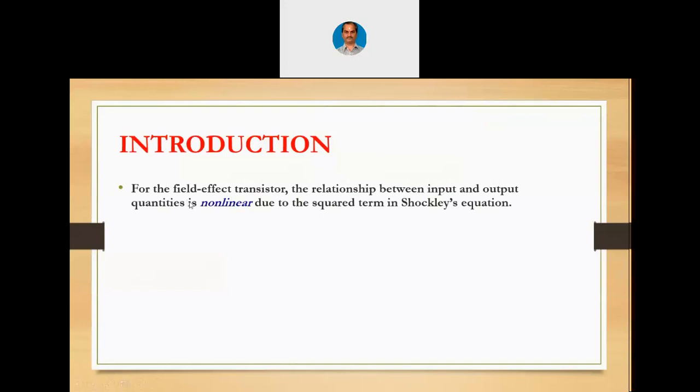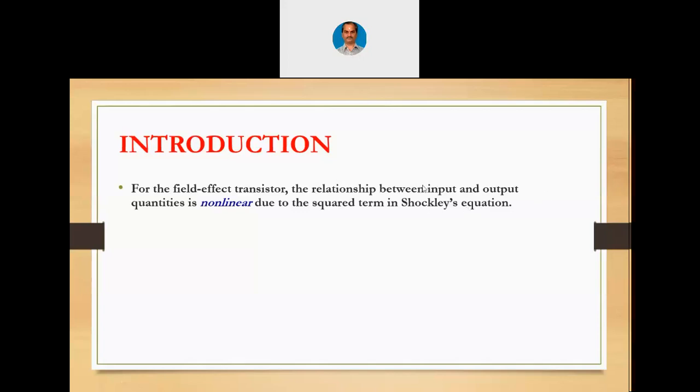For the field effect transistor, the relationship between input and output quantity is non-linear due to the squared term in the Shockley's equation. You know that in any equation, if there is no square term or cube term or fourth power, then we know that the equation is linear. For example, y equals mx plus c is a linear equation where there is no square term. Any equation which contains a square term is going to be non-linear. So all quadratic equations are non-linear.